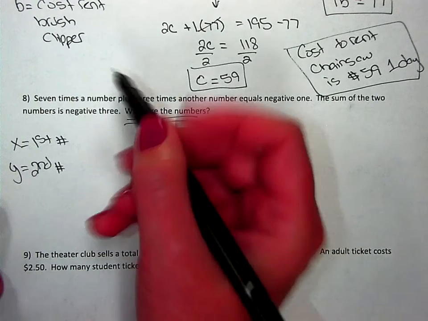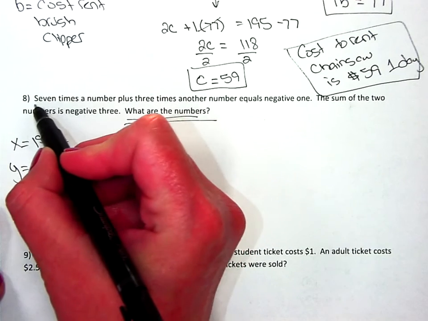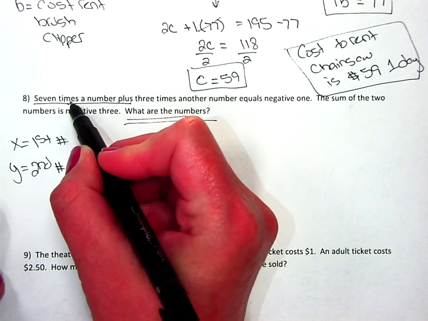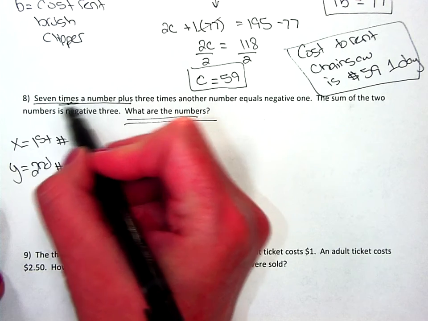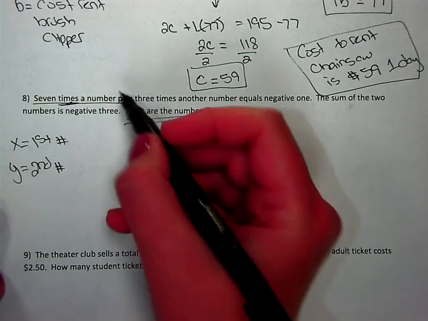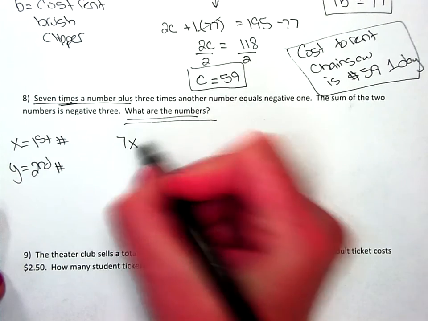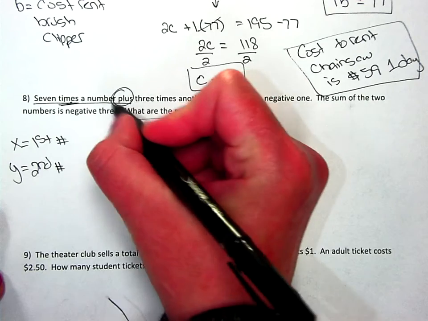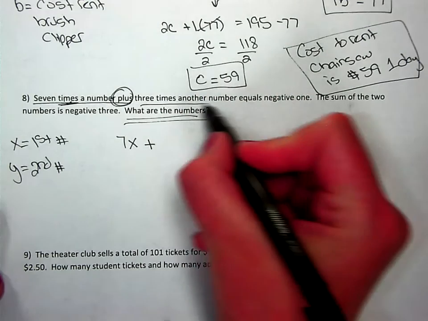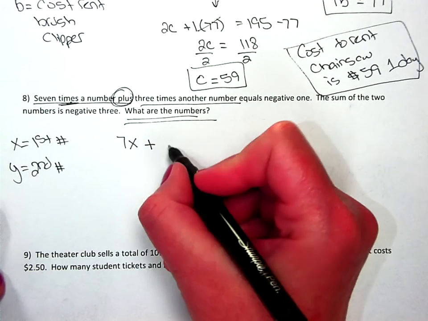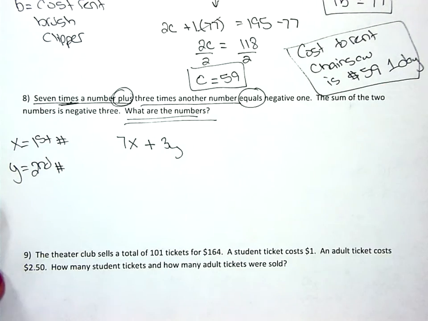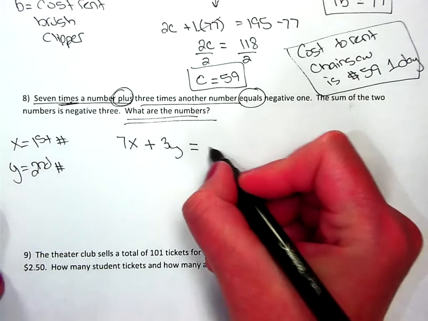So the first sentence. 7 times a number. This is where you have to go back to Algebra 1 and you need to know what words mean add, subtract, multiply, divide. So 7 times gives 7x plus 3 times another one, so that's 3y. It has the word equals there.